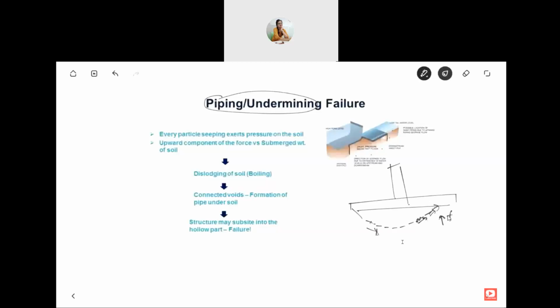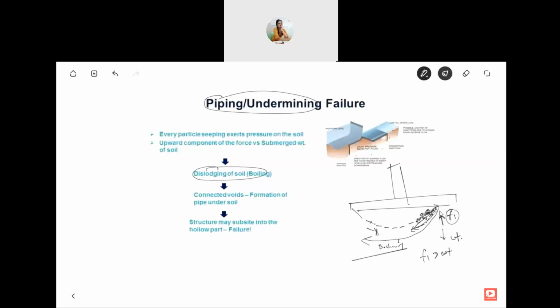Let us call this F1. And this soil is submerged, so there is a submerged weight of soil. When F1, this seepage force, is greater than the submerged weight of soil, the effective stress is zero. So it creates some sort of quicksand condition and the soil is washed away. That is known as dislodging of soil. If the soil is washed away here, then the next particle gets affected. Slowly it keeps on getting washed away, and there's a hole.